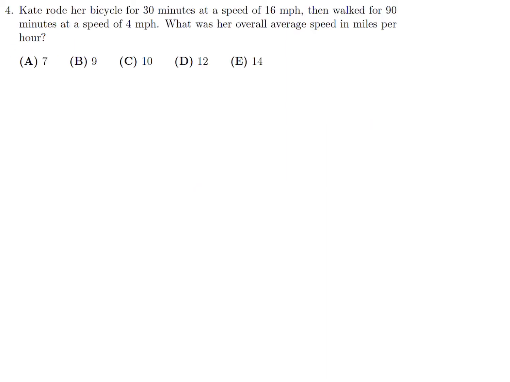Kate rode her bicycle for 30 minutes at a speed of 16 miles per hour. Then walked for 90 minutes at a speed of 4 miles per hour. What was her overall speed in miles per hour? So on her bike, she rides for 30 minutes, which is a half an hour, and it's 16 miles per hour, her speed. So in terms of how many miles, 16 miles per hour times half an hour, and that is 8 miles.